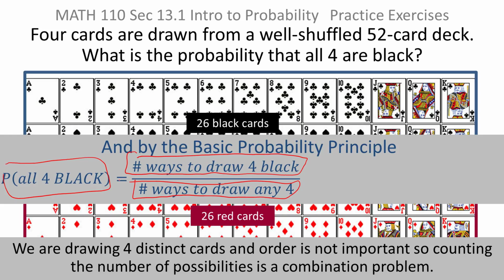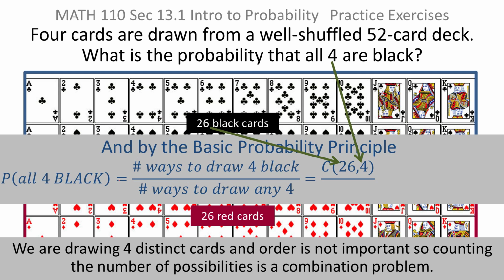And as we said earlier, the numerator and denominator of that basic probability principle both can be calculated as combinations, because in neither case do we care about order. So what about the black cards? I'm drawing 4, so obviously that's a 4, but if I want all 4 cards to be black, I can only choose from the black cards, and there are 26 of them.